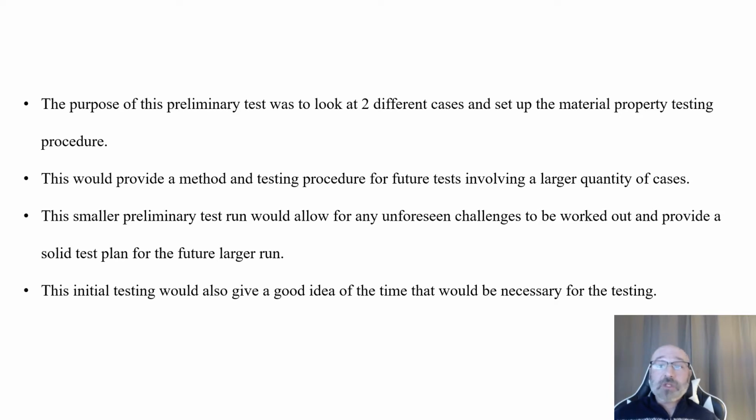For the purpose of the preliminary test, we had two different cases that we were looking at that we had to set up for material property testing procedure. This was just a preliminary test to see how we could do it, how we could set it up, and what we saw. And if the results were favorable from these tests, there were more cases that we were going to need to go ahead and perform these tests on. What this would do is provide us with a method and a testing procedure, upon their approval, that we could use again for the larger number of cases.